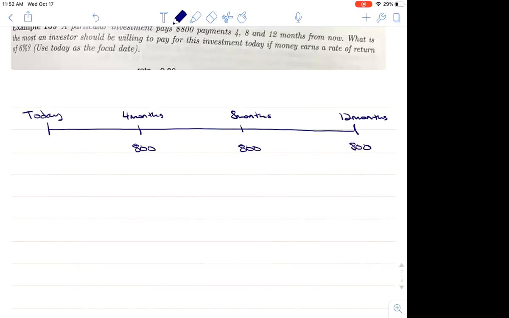It says use today as the focal date. You would have anyways, right? Because you want to draw these back to what they are worth today. So that's what the focal date just tells you: draw all these payments back to today. Remember, I like to start with the one closest to where I want to go, right? So this is our focal date.